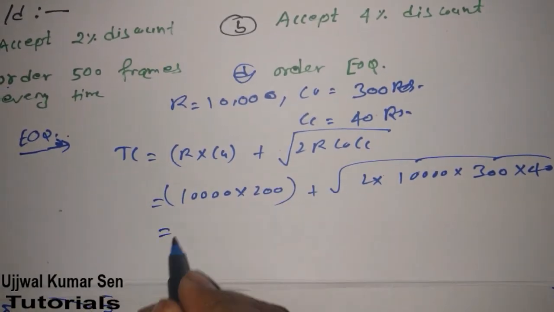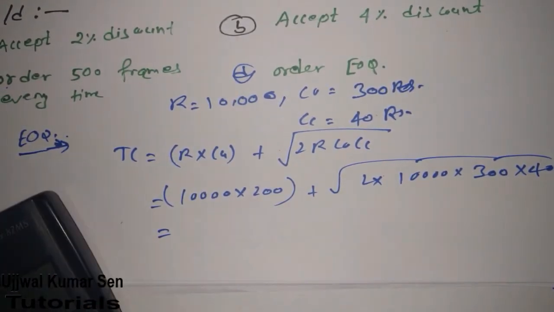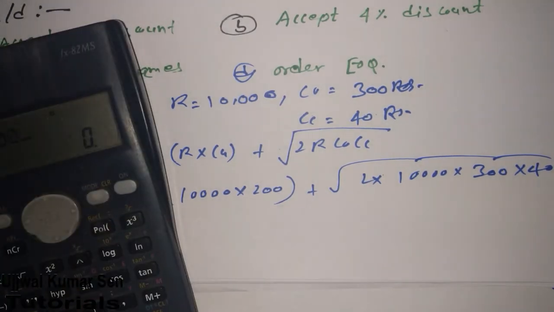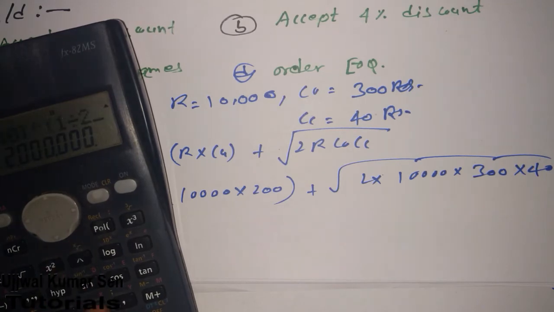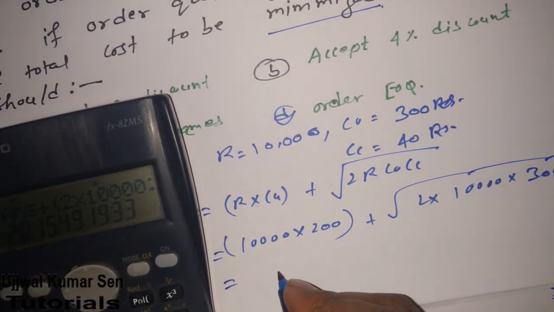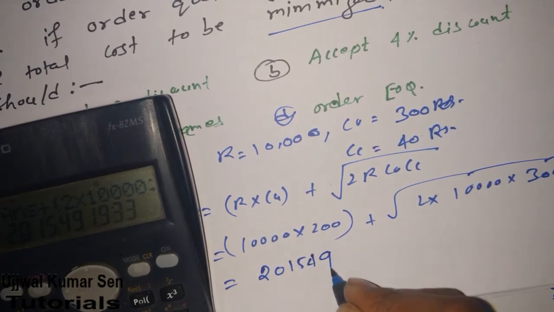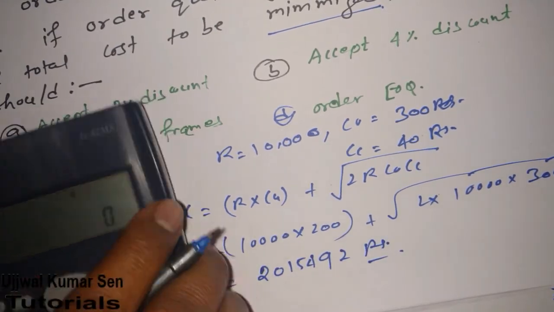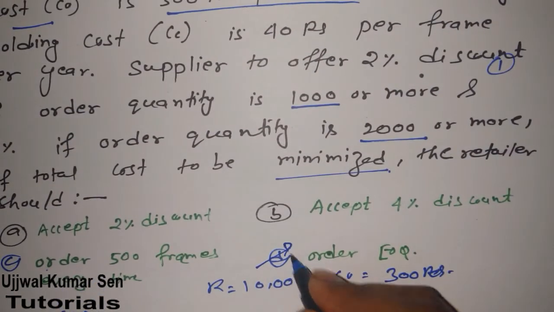Now after calculation, what are we going to get, I'll write here. Do the calculation: 10,000 multiplied by 200 plus root of 2 multiplied by 10,000 multiplied by 300 multiplied by 40. So the value we get here is 20 lakhs 15,491.9 rupees. So let's say 20 lakhs 15,492 rupees at EOQ. So we are done with option first.